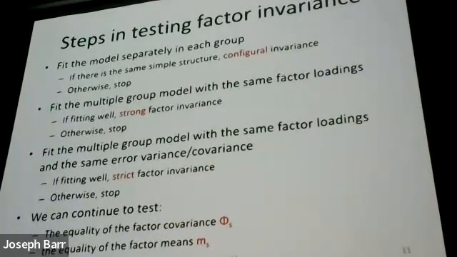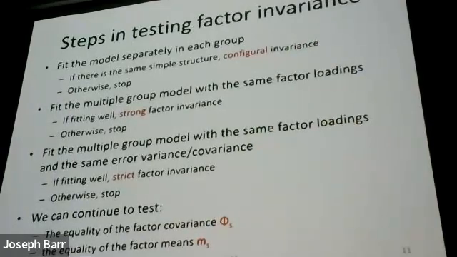Otherwise, if we figure out these two models are significantly different, then just stop. The lambdas are different. Just stop. You don't need to do the other test. If the strong factor invariance is satisfied, then move forward to test strict factor invariance.